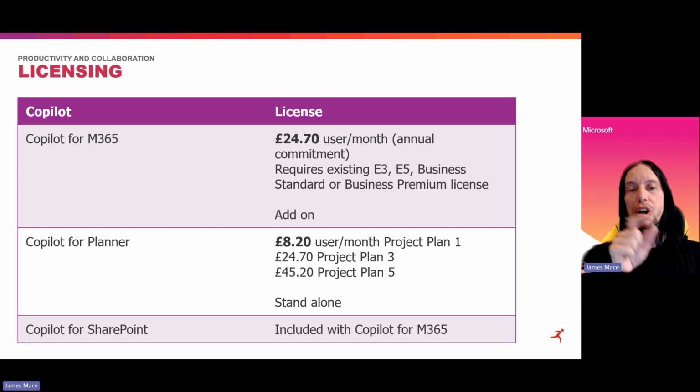Planner operates on a separate plan, and there's Plan 1, 3, and 5. The basic one is more of a personal use kind of thing, and then the other ones start to get into things like a desktop app and more enterprise tools, such as managing a demand funnel and all that sort of great stuff. So that's all of our productivity and collaboration tools.